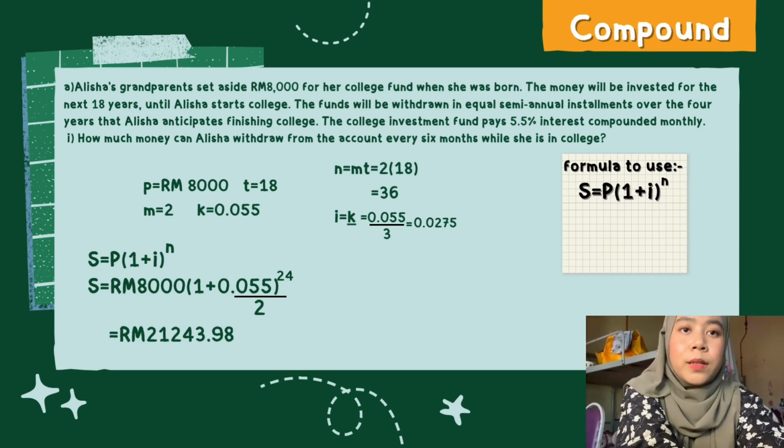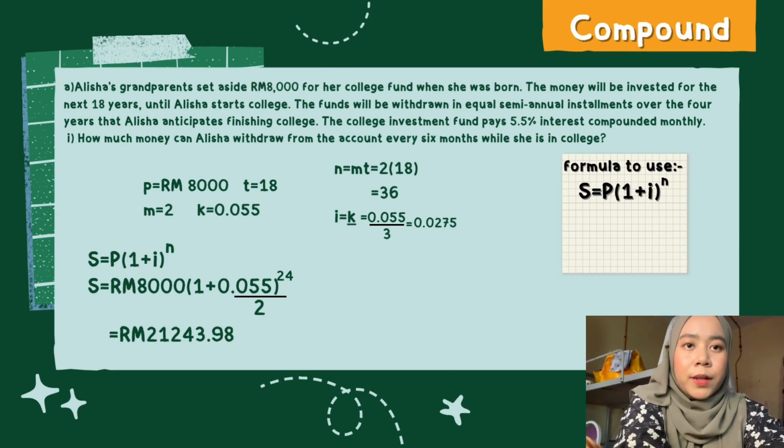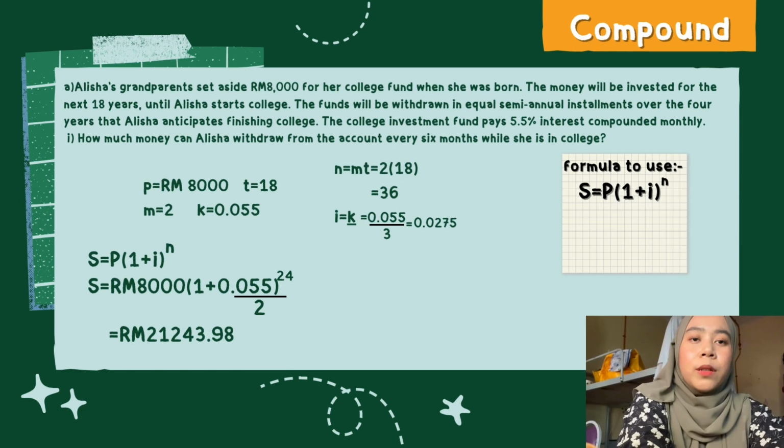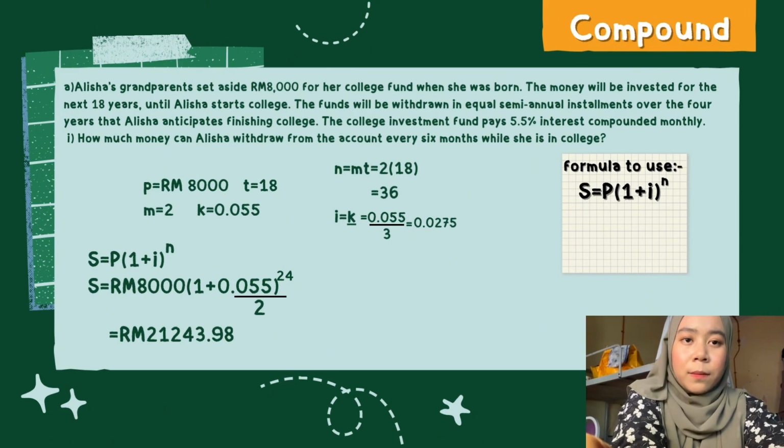Today, we are solving two financial problems involving compound interest and annuity payment. Let's go step by step to understand the solution. First thing first, we need to find the future value S. Step 1, write down the formula for compound interest, and the formula is S equals P bracket 1 plus I and power of N.